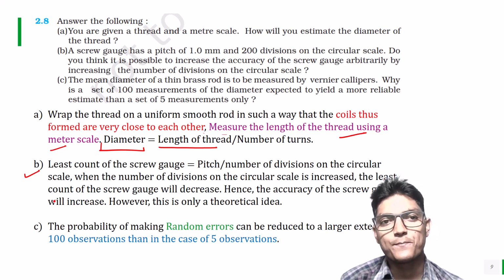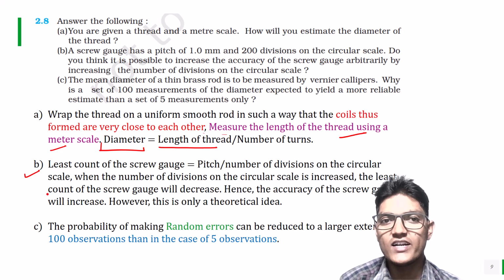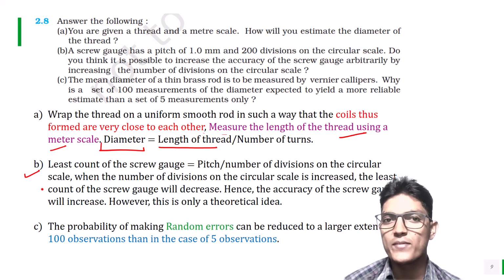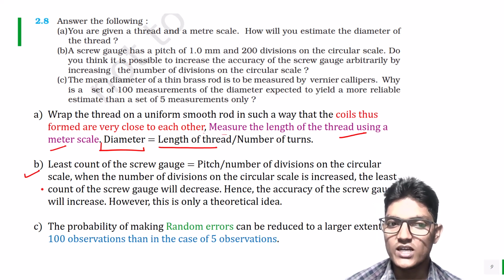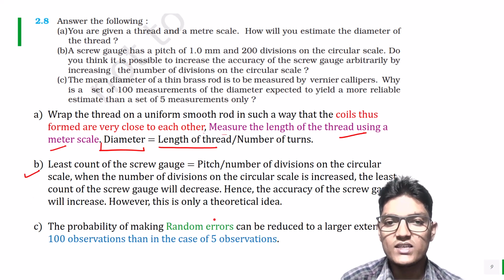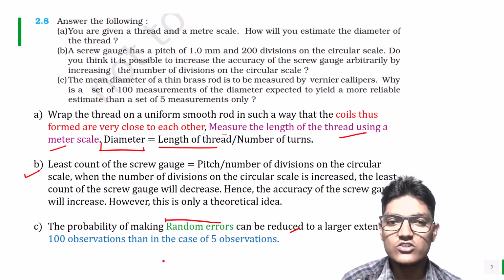उसके बाद जो सी पार्ट है, the mean diameter of a thin brass rod is to be measured by vernier caliper. Why is a set of 100 measurement of a diameter expected to yield a more reliable estimate than a set of 5 measurement only? आप सभी को पता है, हम लोगों ने जब एरर्स एंड मेजरमेंट टॉपिक्स कवर किया था, तो जितना ज़्यादा आप मेजरमेंट लेंगे उतना ज़्यादा आप एग्जैक्ट डेटा के करीब पहुंच जाते हैं, तो उसमें फिर जो एरर्स है वो काफ़ी कम हो जाते हैं. So the probability of making random errors can be reduced to a larger extent in 100 observation than in the case of 5 observation.